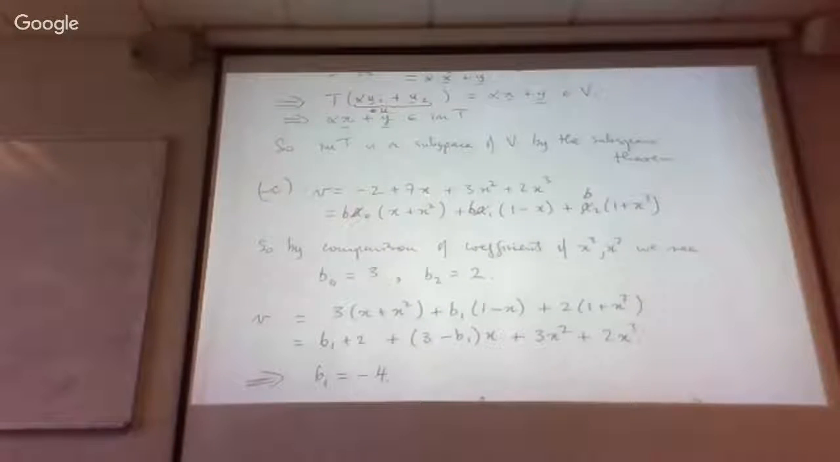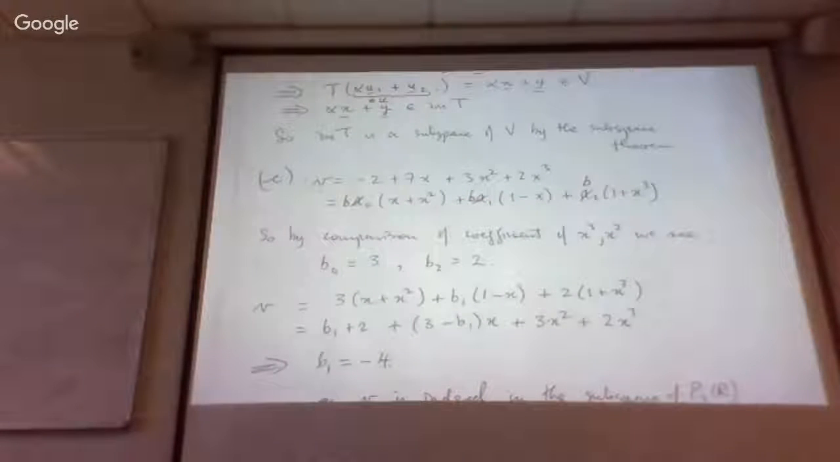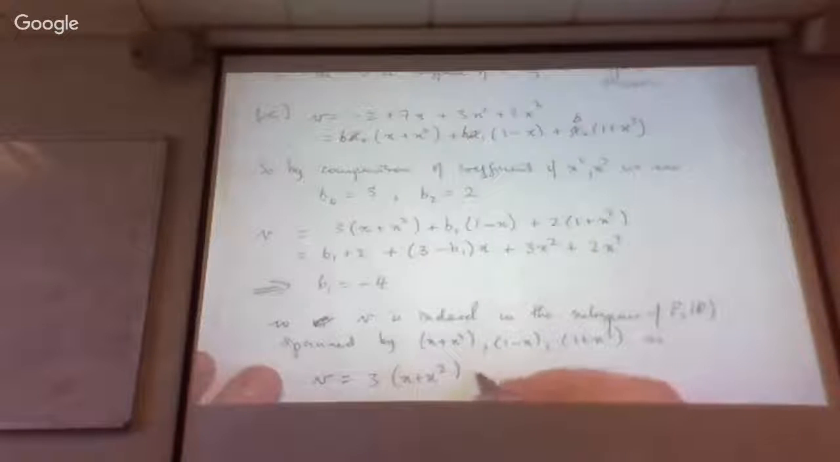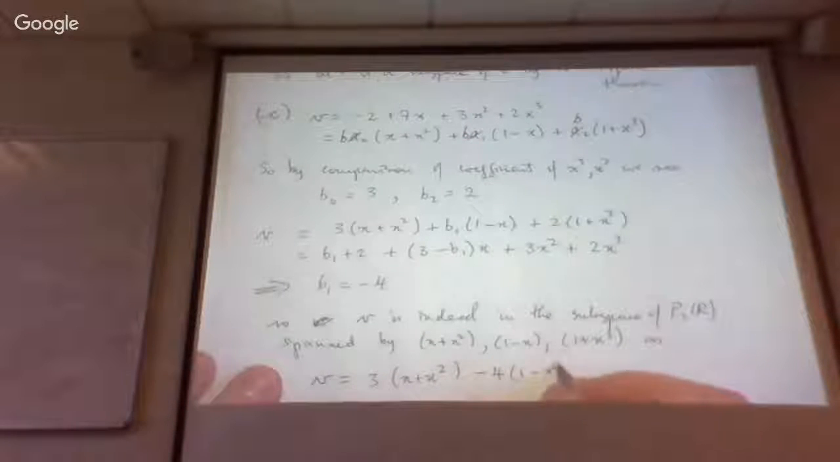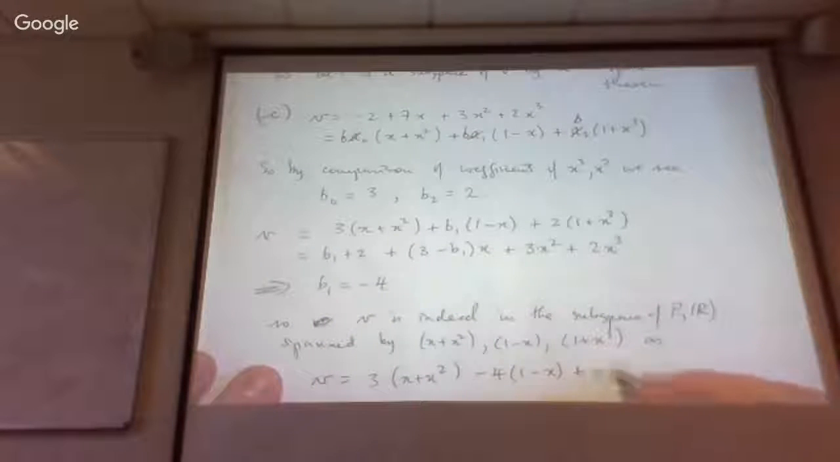So this shows that v is indeed in the subspace of P3R spanned by these 3 polynomials, x plus x squared, 1 minus x, and 1 plus x. As v is equal to 3 times the first one, minus 4 times the second one, plus 2 times the third.